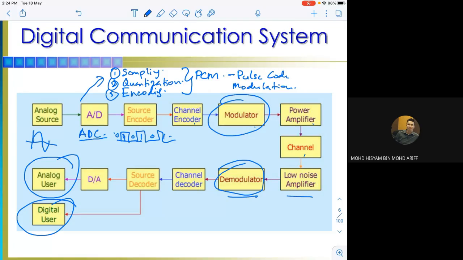This one is DAC. DAC means from digital, you convert back to analog.